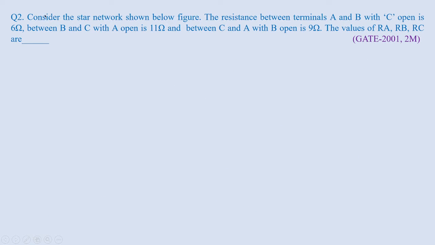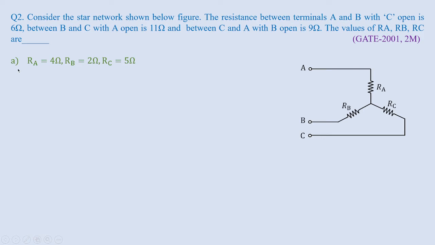In the next problem, consider the star network shown below. The resistance between terminals A and B with C open is 6 ohms, between B and C with A open is 11 ohms, and between C and A with B open is 9 ohms. Therefore, the values of RA, RB, RC are. This was asked in GATE 2001, also for 2 marks. The solution is simple, but you need to concentrate on the given data. So look at the options.